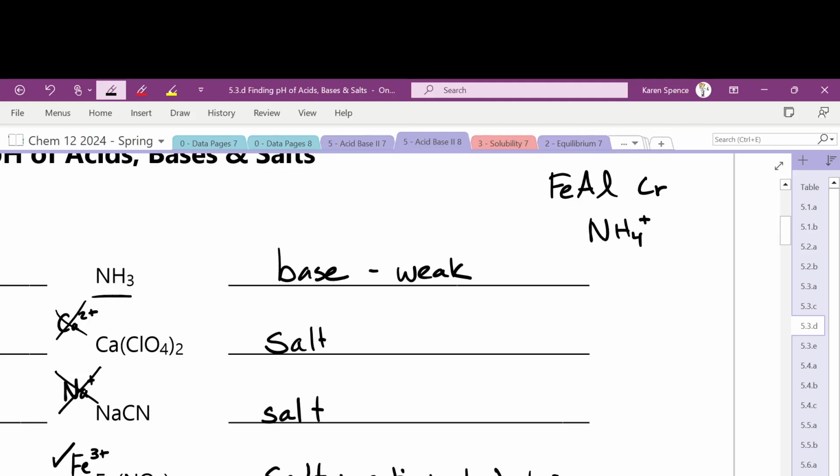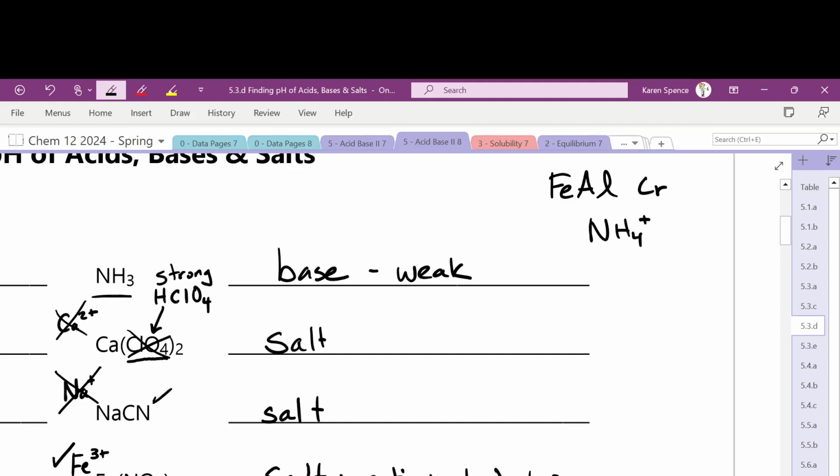Now, how about ClO4-? What do we have to look at to see if it hydrolyzes? We have to look at whether its conjugate acid is strong or weak. HClO4 is the conjugate acid, and it is a strong acid. Strong acid, therefore, ClO4- does not hydrolyze.